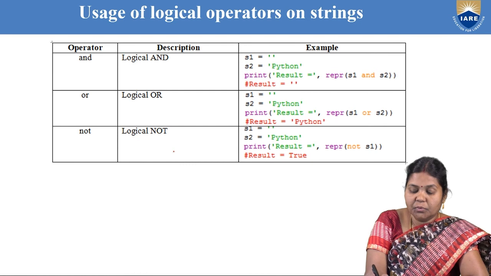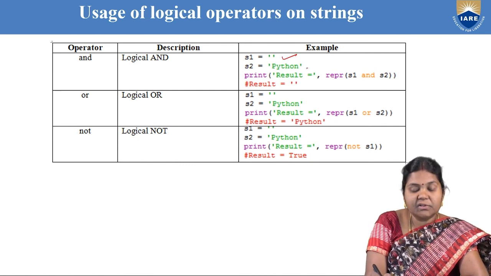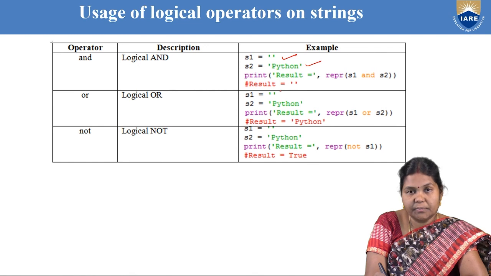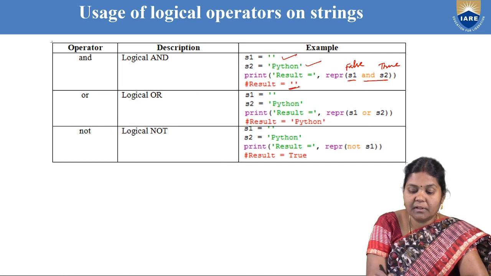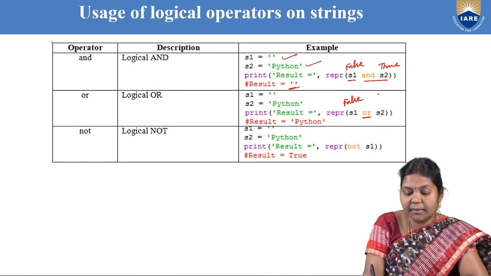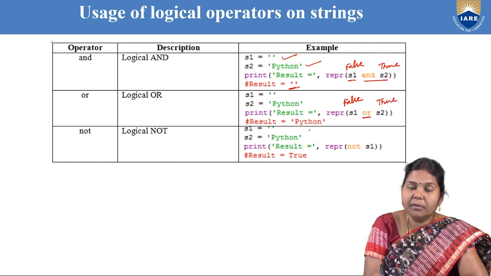Now, S1 is an empty string, and S2 is a valid string, that is Python. If you do S1 and S2, the AND operator will check that an empty string means false. So S1 is false and S2 is a valid string, which is true. False and true is false, so it will give you the result as an empty string. Similarly, when you do the OR operator, S1 is false because it is an empty string, but S2 is true. Whenever you do OR and one of the inputs is true, the output is true. So the output is Python over here.